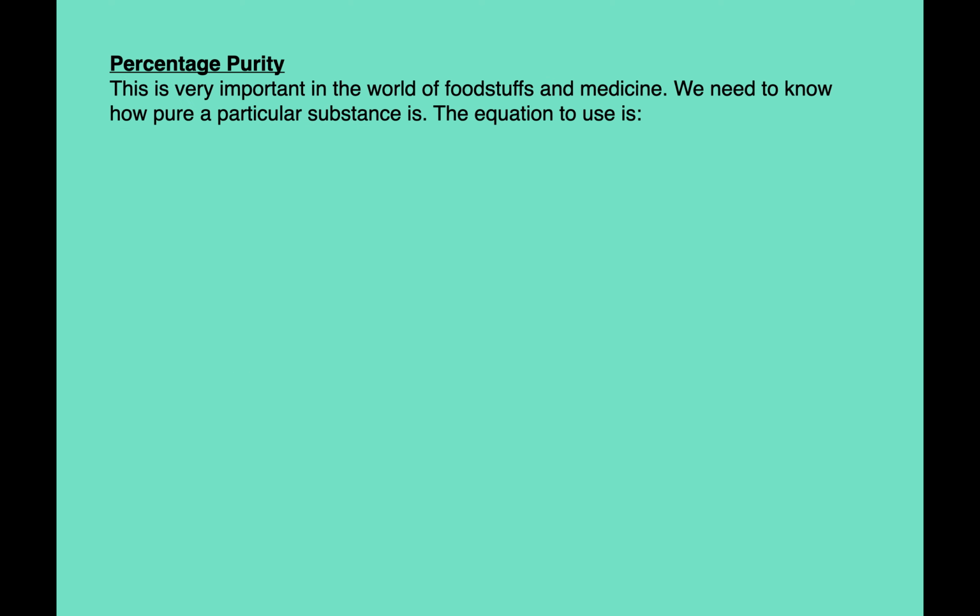Percentage purity is also very important in chemistry, especially if you're making medicine, drugs, etc. Okay, so we need to know how much of the pure substance that we've made is in our product, the percentage purity. But typically, if you've got a paracetamol tablet, not all of it is paracetamol. So you need the percentage of paracetamol in that tablet. The equation is very similar. It's the mass of the pure substance divided by the total mass of the sample times by 100%.